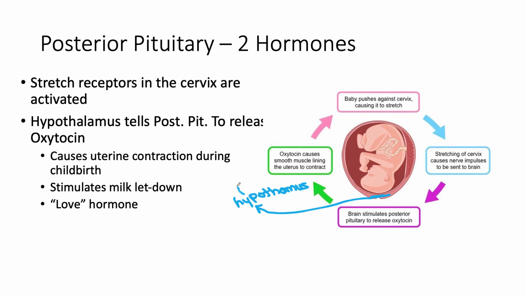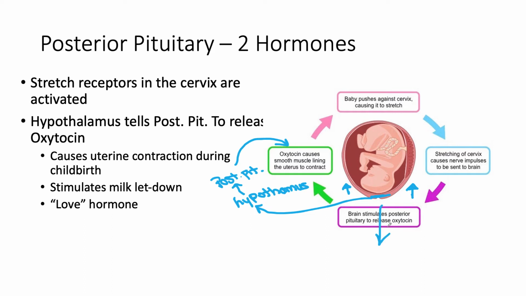The hypothalamus tells the posterior pituitary to release oxytocin. Oxytocin circulates through the blood, acts on the smooth muscles in the uterus, and causes contractions. Those contractions actually increase the stimulus, and we know that increasing the original stimulus is a sign of positive feedback, and the whole loop keeps on happening.